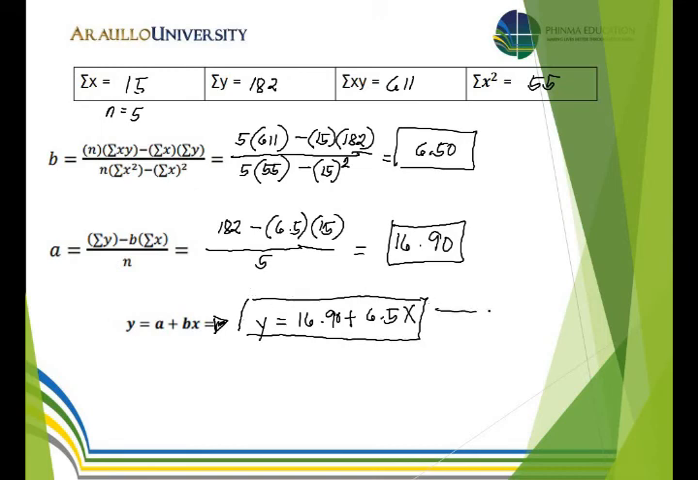Earlier I said we add 5, because the question asks 5 years from now. So 5 years have passed, and we have x is equal to 10. Meaning, substitution: y is equal to 16.9 plus 6.5 multiplied by 10. So we have y is equal to 81.9 or 82.